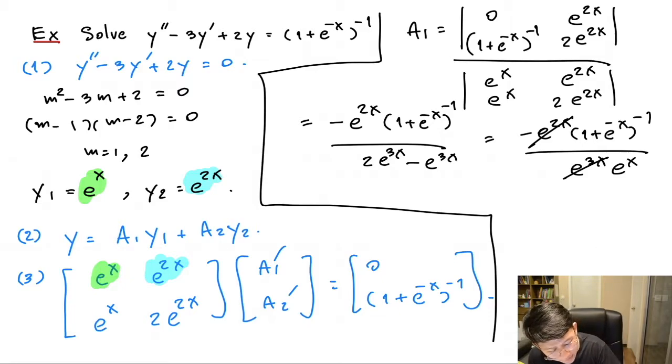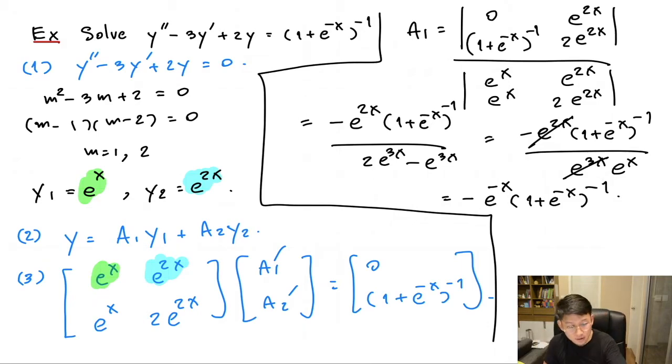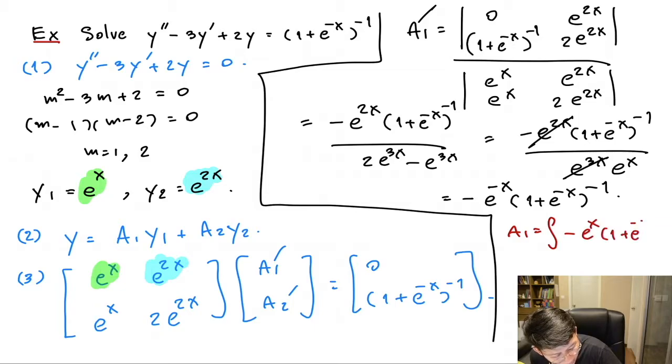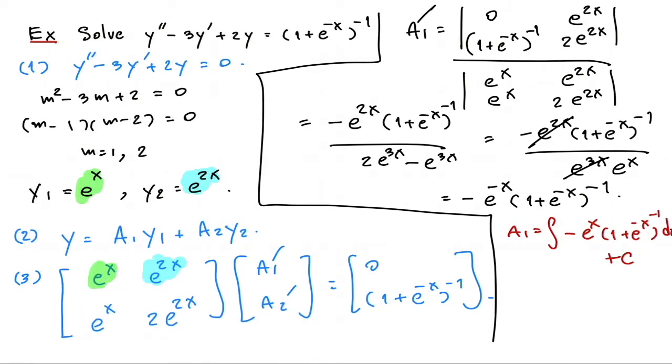So we basically have minus e to the minus x times (1 plus e to the minus x) to the power of minus 1. That is a1 prime, sorry, it's not a1, it's a1 prime. And so we have a1 is the integral of minus e to the minus x times (1 plus e to the minus x) to the power of minus 1 dx plus c. We integrate a1 prime, basically.